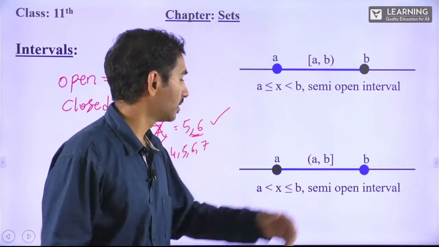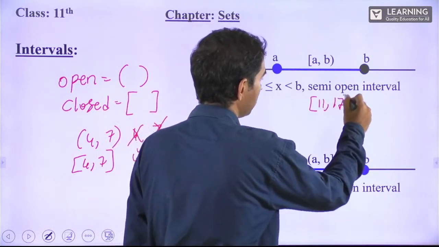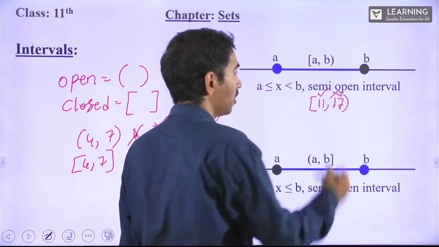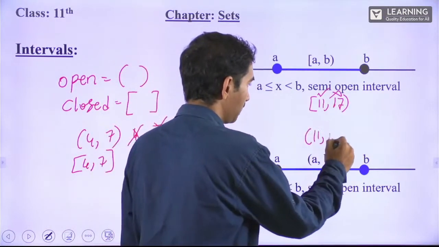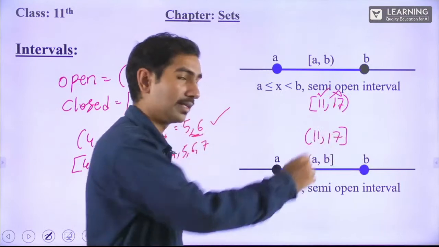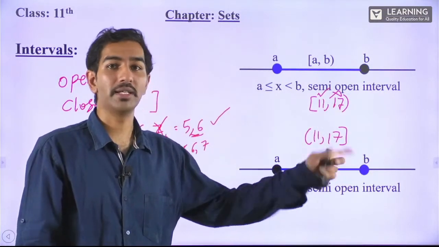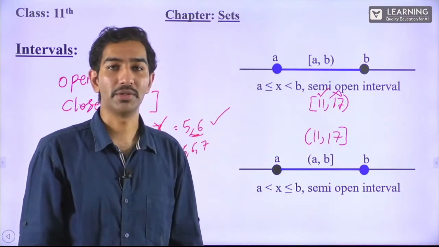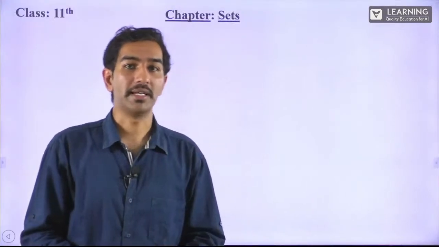Semi-open interval. Okay, so for example [11, 17). So 11 is included, 17 is not. In between values are included. Same thing here, (11, 17]. So this time 17 is included, 11 is not included. In between values are included again. Understood? So this is all about intervals. We'll move on to the next slide.